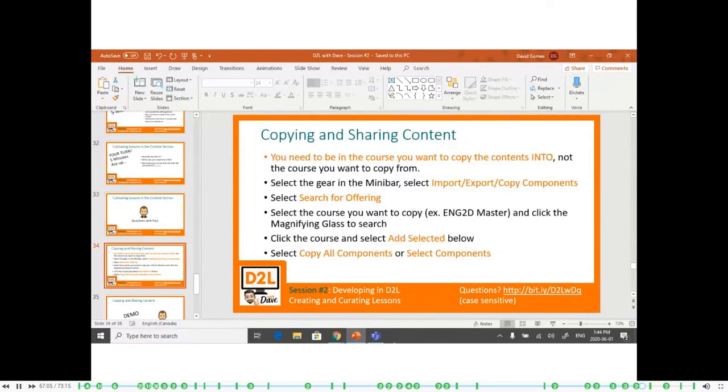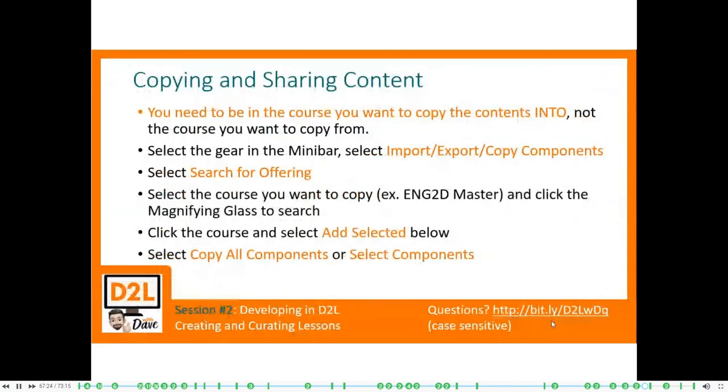Okay, so to anyone who's already registered for a master course and you want to copy that into one of your shells, this is the process here. You have to first be in the course that you want to copy the content into, not the course you want to copy it from. So you need to find a course of yours, either a sandbox course or, if you have a section of MDM4U that you want to load in, then that's great. Then you select the gear in the mini bar, select Import, Export, Copy Components, search for the offering, add selected, copy components or select components. It's going to be better if I just show a demo of this.